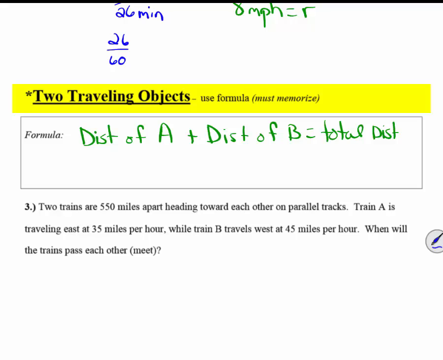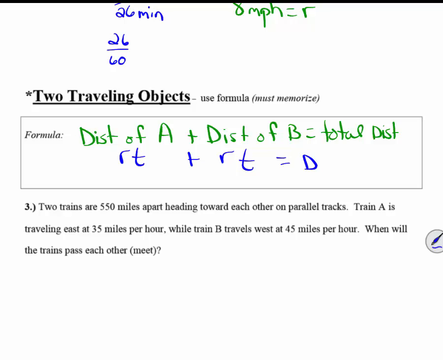What they're going to give you is the rate and time of A. They're going to give you the rate and time of B, or one or two of those, and that's going to be our total distance. All right, well, let's see how that works.